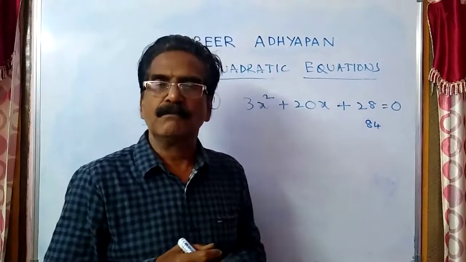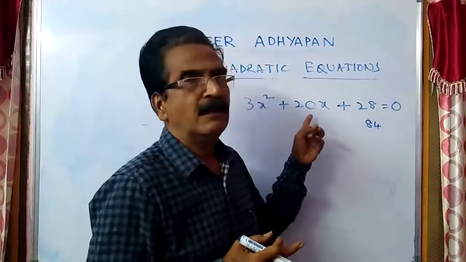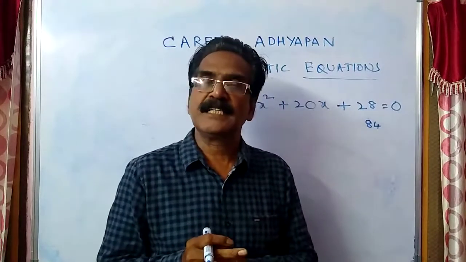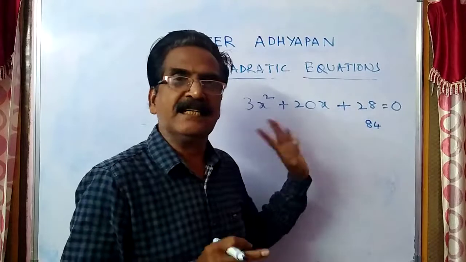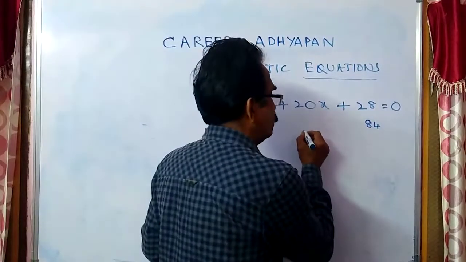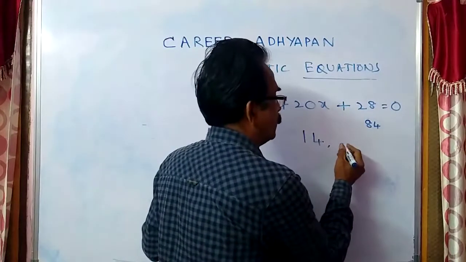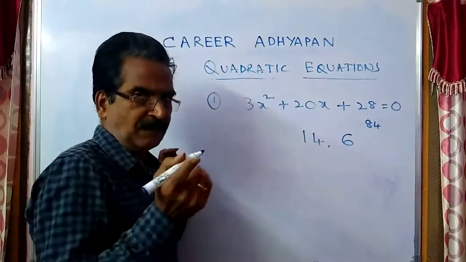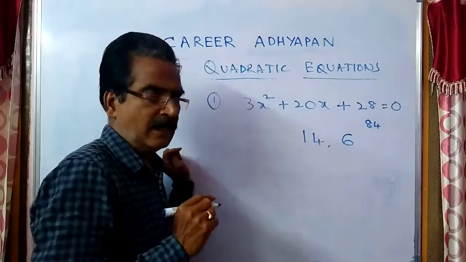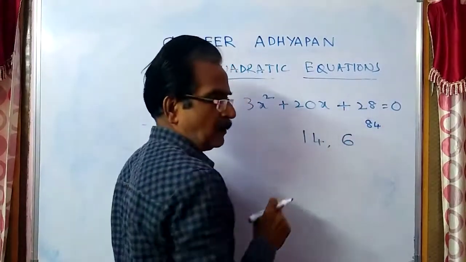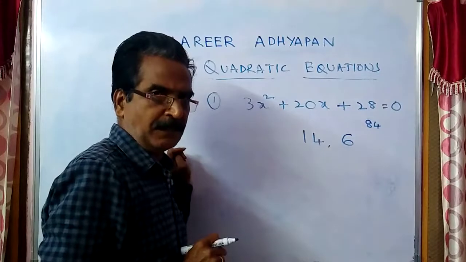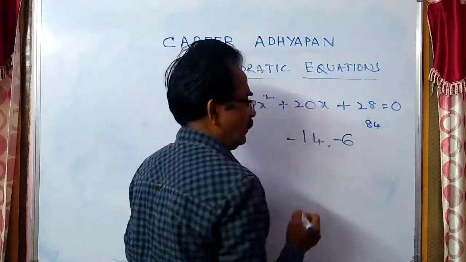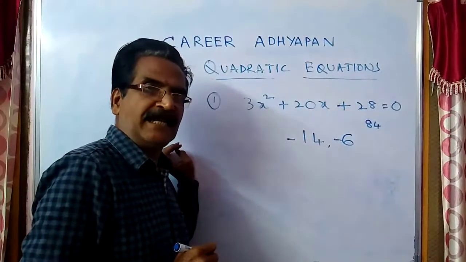12 sevens are 84, but 12 plus 7 is not 20. 14 sixes are 84. 14 plus 6 is 20. So now the numerical roots are 14 comma 6. After that, what you have to do? Sign. All of A, B, C are positive. So roots must be negative. So minus 14, minus 6.